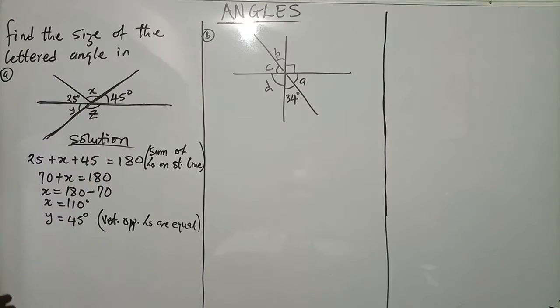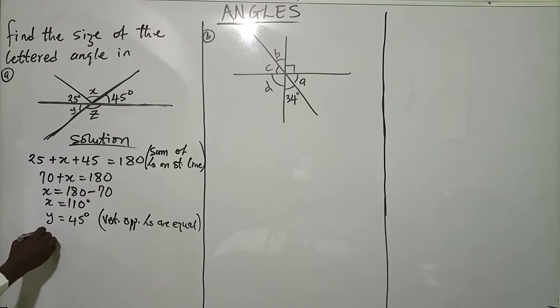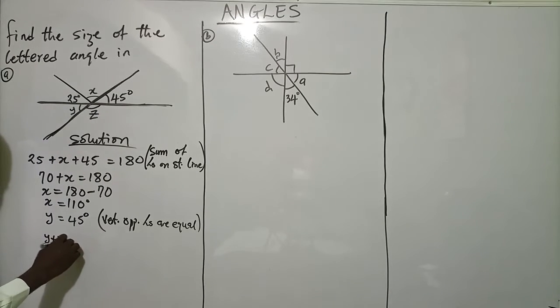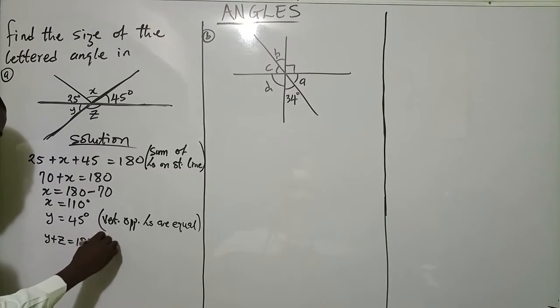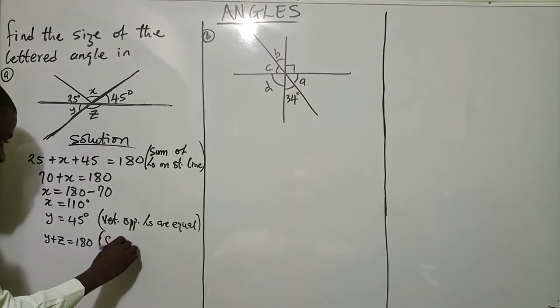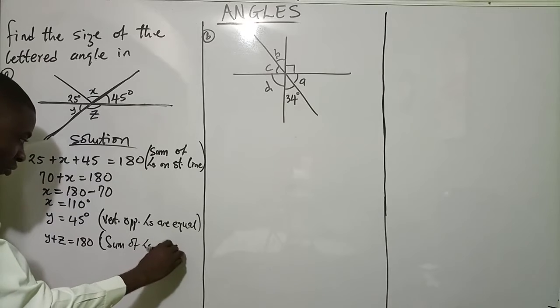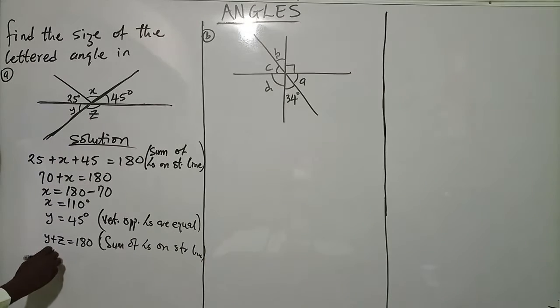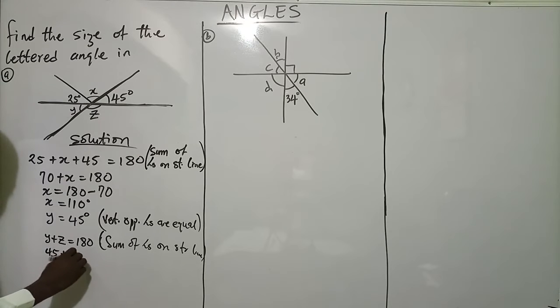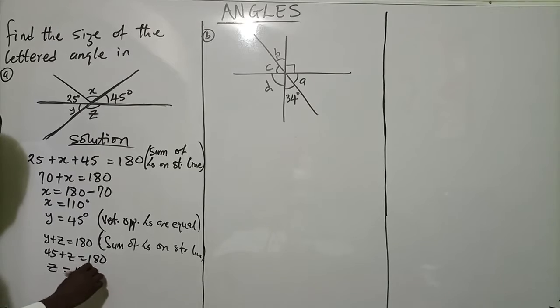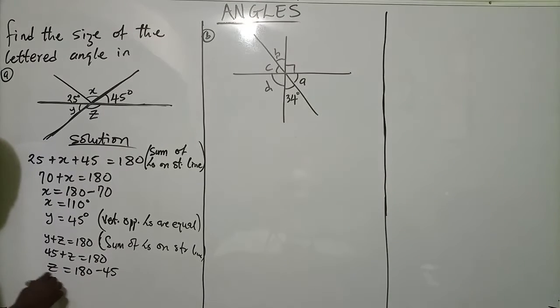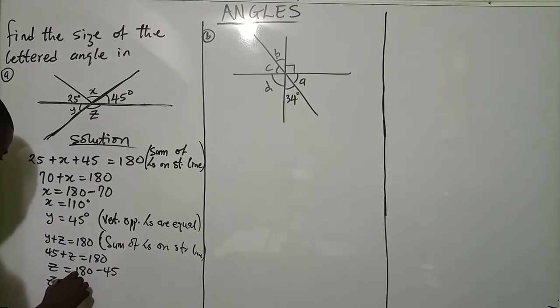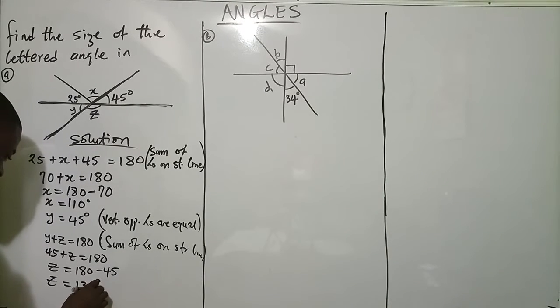So I can say that y plus z is equal to 180 degrees. What is the reason? Sum of angles on a straight line. So we know y to be 45, so 45 plus z equals 180 degrees. Collect like terms. So z equals 180 minus 45. This will give us 135 degrees. And that is it.